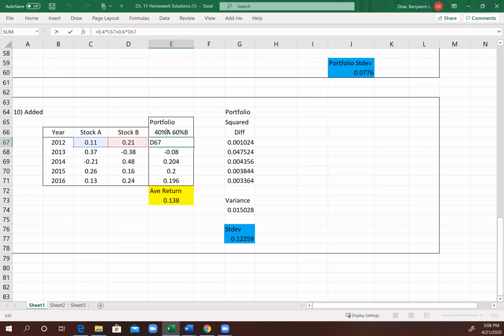So what I'm going to end up doing is finding what happened to the portfolio in 2012, what happened to the portfolio in 2013, in 2014, 15, and 16. And I'm going to find an average. In this case, the average is just adding them all up and dividing by 5. It's an arithmetic average because I'm using historical data.